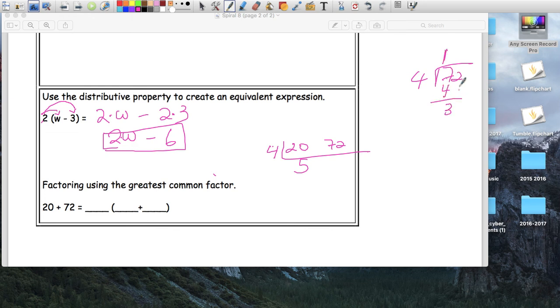7 minus 4 is 3. Bring the 2 down. 4 goes into 32 8 times. So it does work. So 4 goes into 72 18 times. Can I go again? Nope. GCF is 4. And the inside numbers are going to be 5 and 18. Does it work? 4 times 5 is 20. And 4 times 18 is 72. So there's my expression. 4 parentheses 5 plus 18.